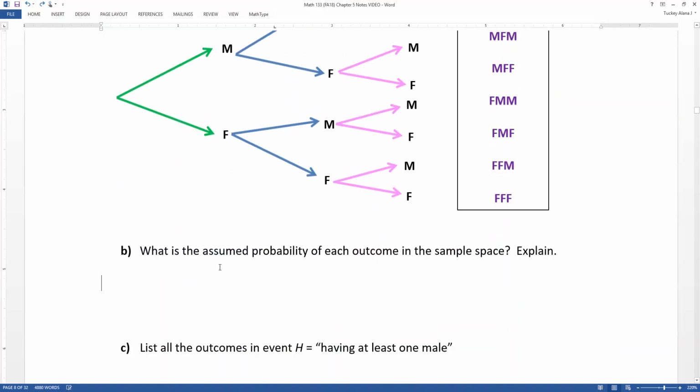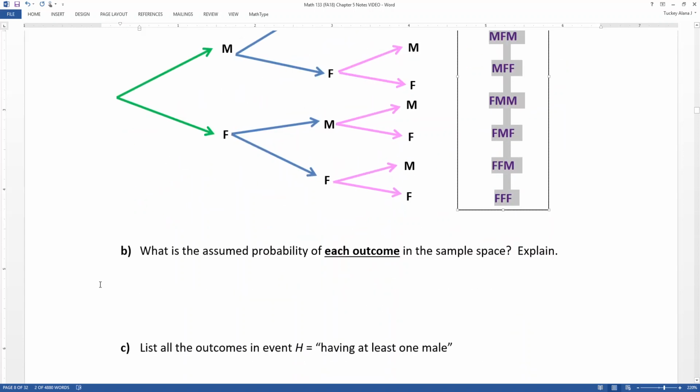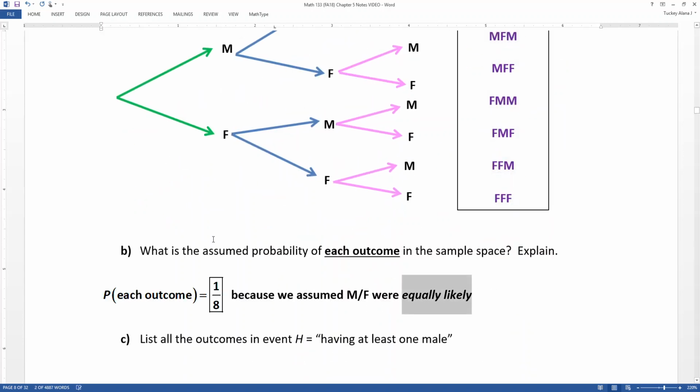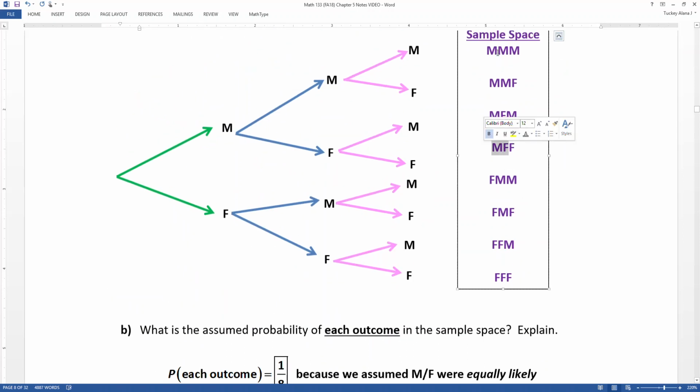All right, so 1 out of 8. So each outcome on its own, right? Each one of these individual items in the list, that's what they're talking about. Each of those outcomes has a 1 in 8 chance, because we assumed that male and female were equally likely, so the probability of each outcome is 1 out of 8.